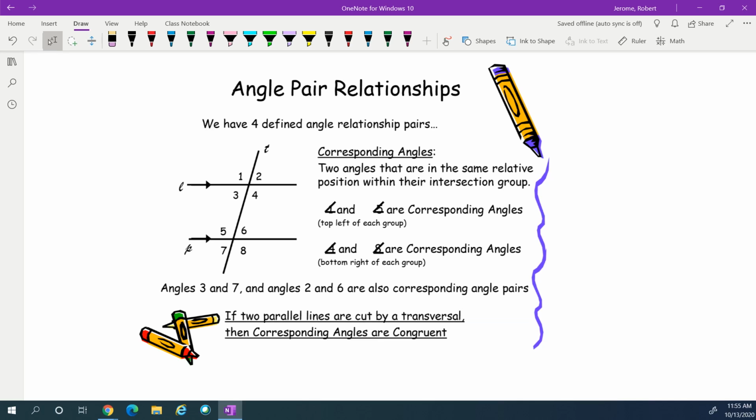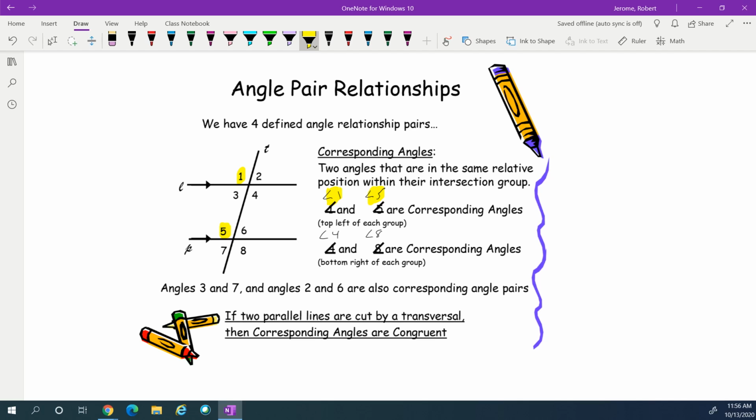Again, let's look at these angles. I don't know what happened in the print. That is angle 1 and angle 5, angle 4 and angle 8. So I'm not sure what happened there. Let's find them. Angle 1 and angle 5. We looked at these earlier.